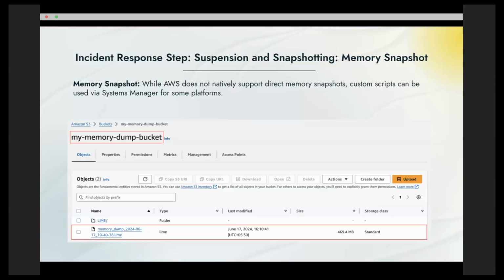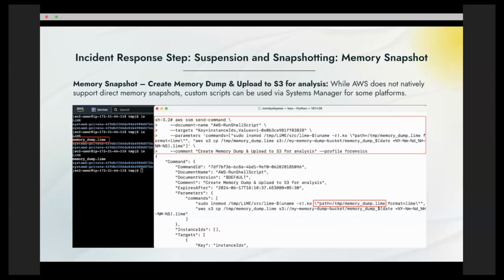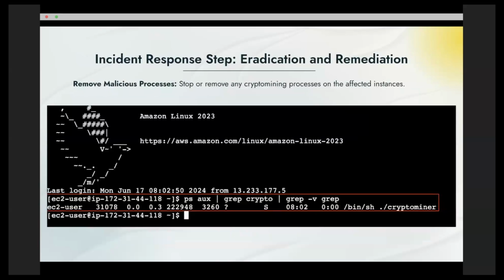So after this step, you will have the memory dump created. You can analyze it by downloading it from the S3 bucket, or you can do other automations on top of it. This SSM send command capability can also be extended to run Velociraptor or other scripts to collect trace data and upload it to S3, or that may be sent to a third party SIEM for analysis also.